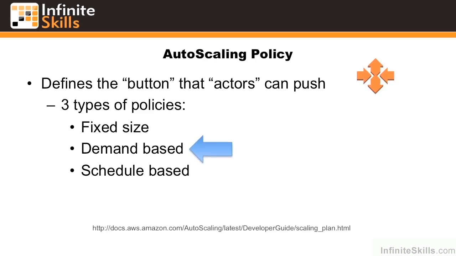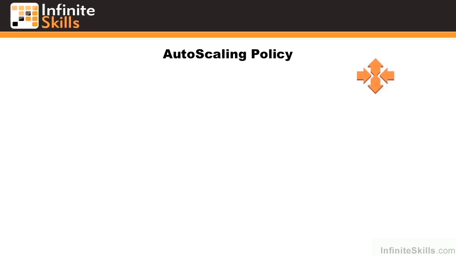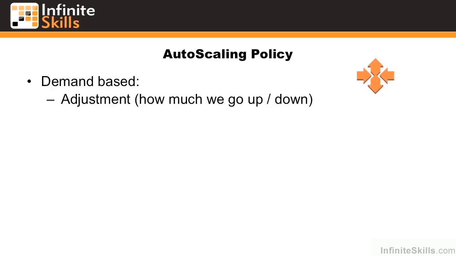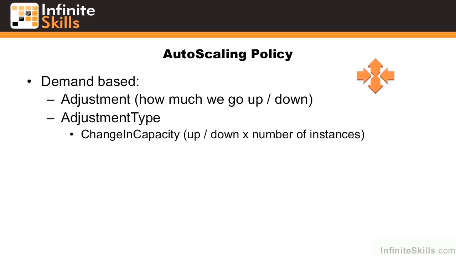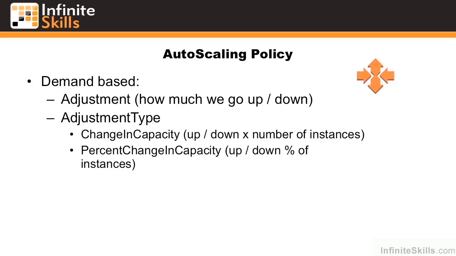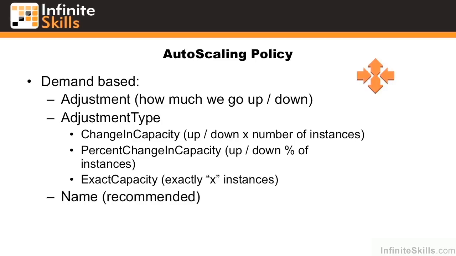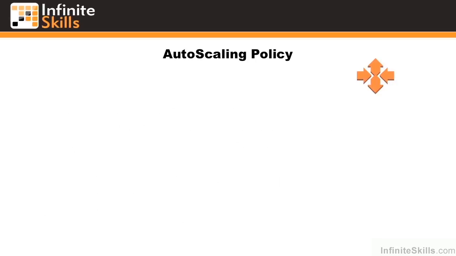We're going to look at demand-based. To get information on the other types of scaling plans, you can browse this URL. When we set up a demand-based autoscaling policy, we need to specify an adjustment, how much we go up or down. We need to specify an adjustment type, which can be one of 3 types. Change in capacity, which moves us up or down an exact number of instances. A percent change in capacity, which moves us up or down a percentage of instances. And exact capacity, which always seeks to bring our autoscaling group to exactly X number of instances. We also recommend a name and a cooldown period.